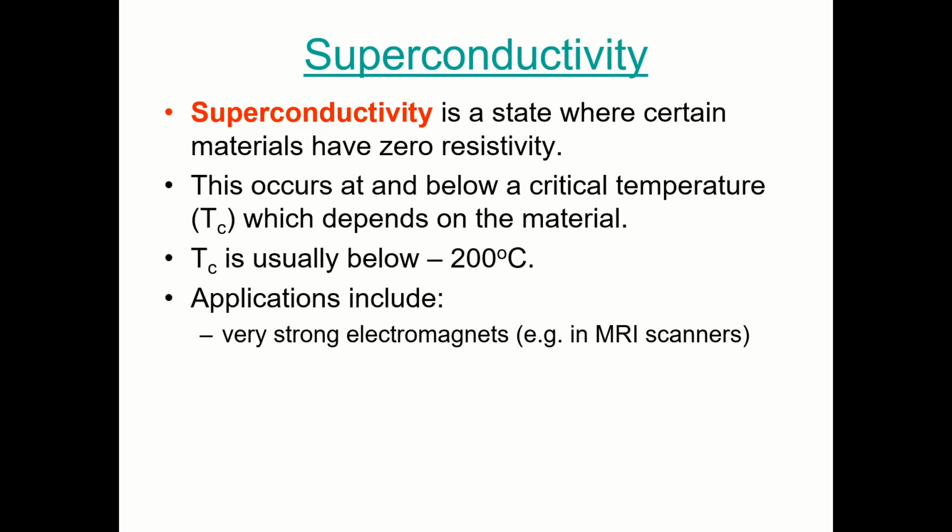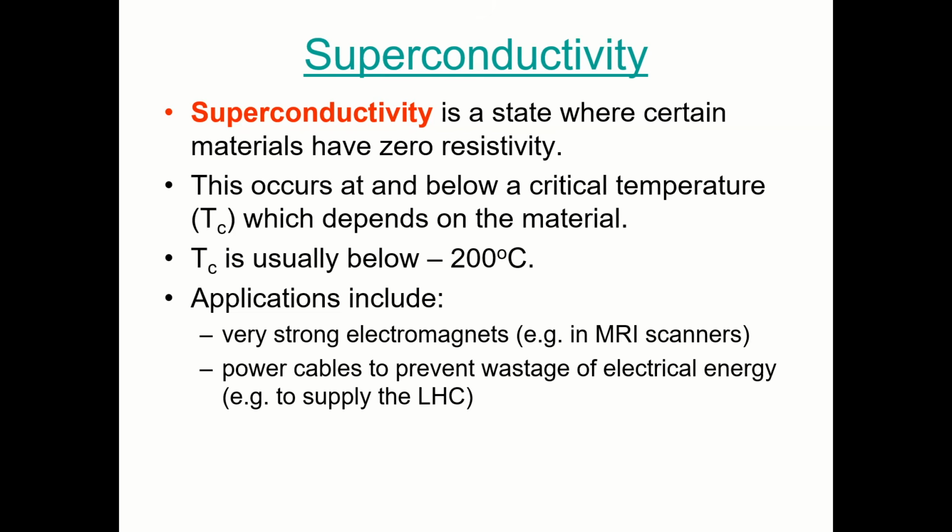Applications then might include very strong electromagnets. You could have a bit of a segue here and talk about the Meissner effect and magnetic fields if you want. There's an opportunity there, but obviously that's beyond the course, or most courses, I would imagine. You could talk about power cables, efficiencies in substations and preventing heating of substations. You could talk about supplying huge projects that are power hungry, like the Large Hadron Collider, for instance.